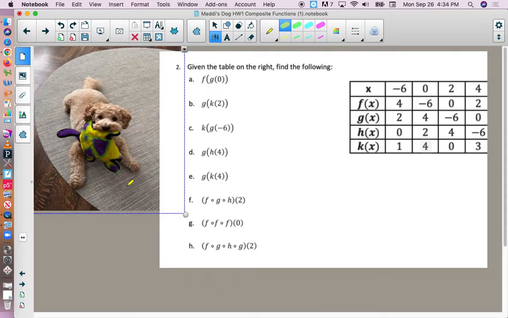All right, so now that was with equations. So you've got to be good at evaluating functions with equations, with tables, and with graphs. So we're going to hit all 3 of those.